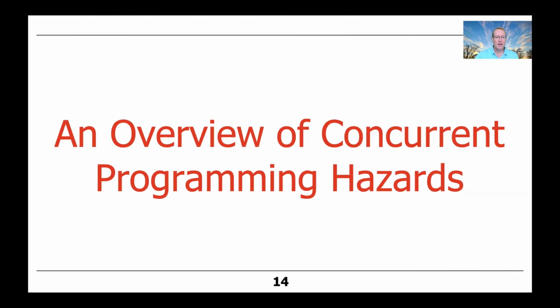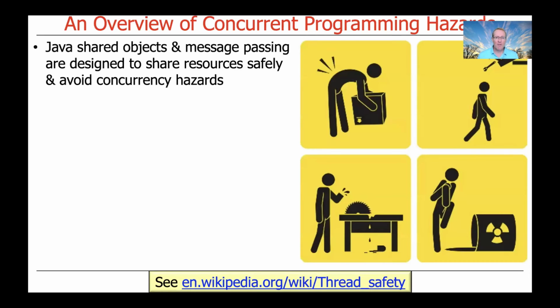I would be remiss, however, if I also didn't talk about the sharp edges and dark corners of concurrency. Both message passing and shared objects have some hazards associated with them. And you have to be aware of some of the things that can go wrong, even when you use the pieces of Java concurrency and synchronization that come out of the box.